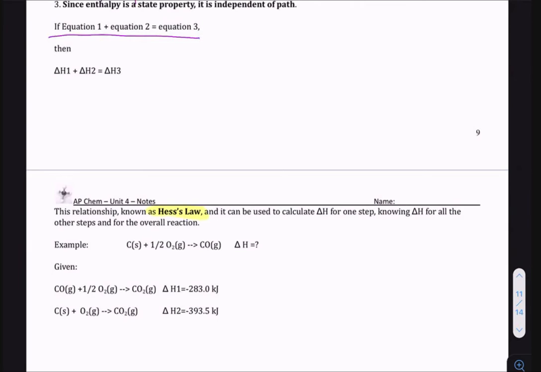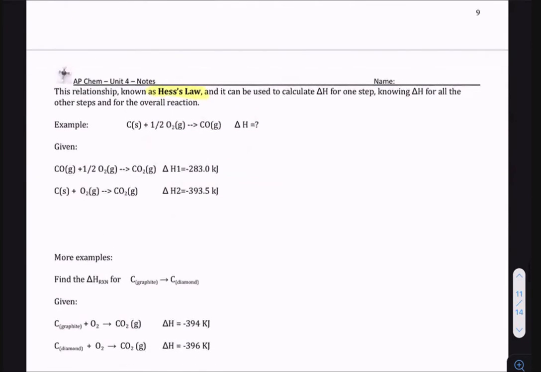So if you don't know the delta H for a reaction directly, we can find the delta H for the reaction by combining two other reactions that lead to it. So for example, I don't know the delta H for this reaction, for the carbon that reacts with oxygen to form carbon monoxide. But two other reactions are known, and their delta H values are known.